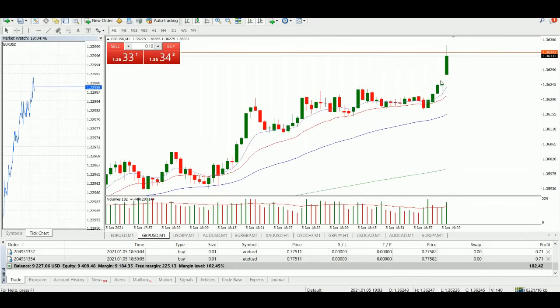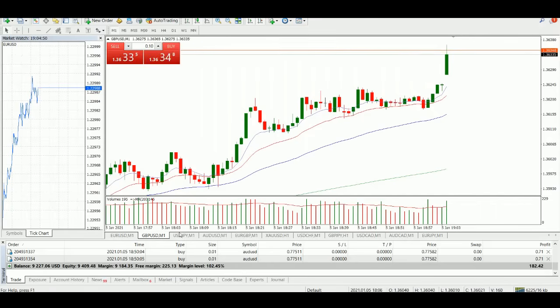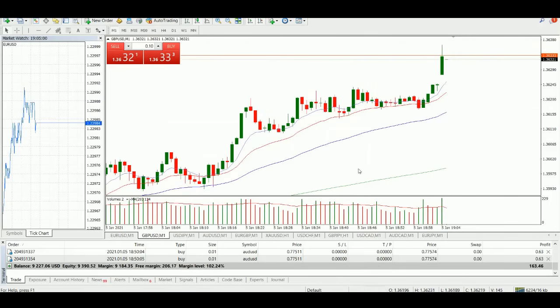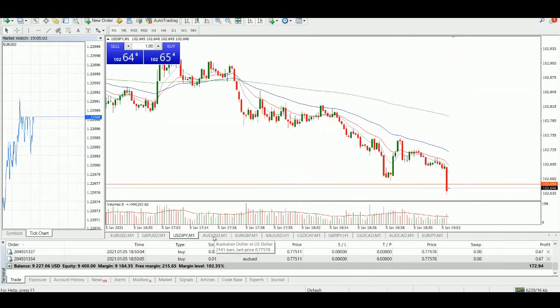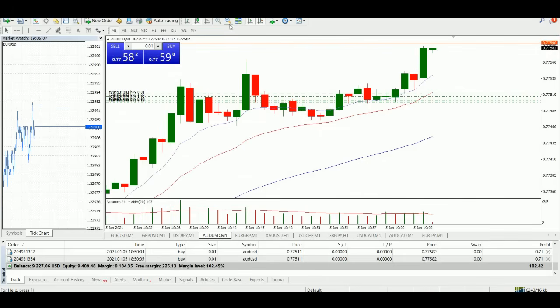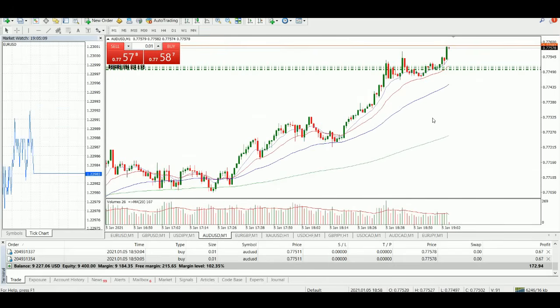GBP dollar is making this gap, indicating that this is going to be a very tough uptrend. If you didn't realize it yet, from this gap here, it's also a price action indicator that the market is going up much further. Also the down gap indicates like that. USD yen, I told you to sell it. Everything is doing great, and AUD dollar also is breaking up much further.